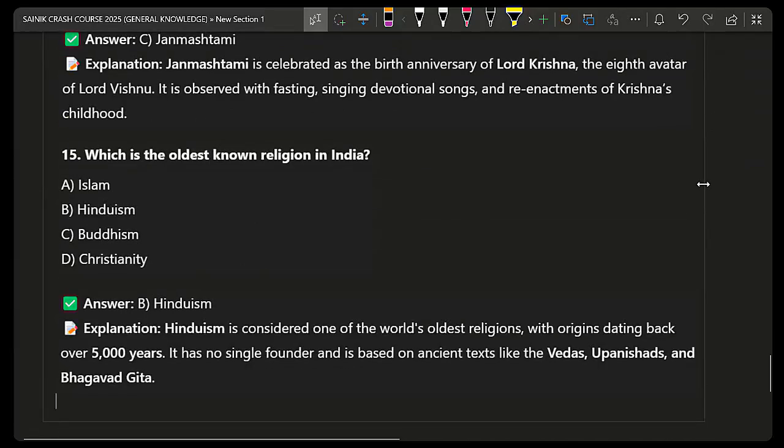Hinduism is considered one of the world's oldest religions, with origins dating back over 5,000 years. It has no single founder and is based on ancient texts like the Vedas, Upanishads, and Bhagavad Gita. Next one, simple question.